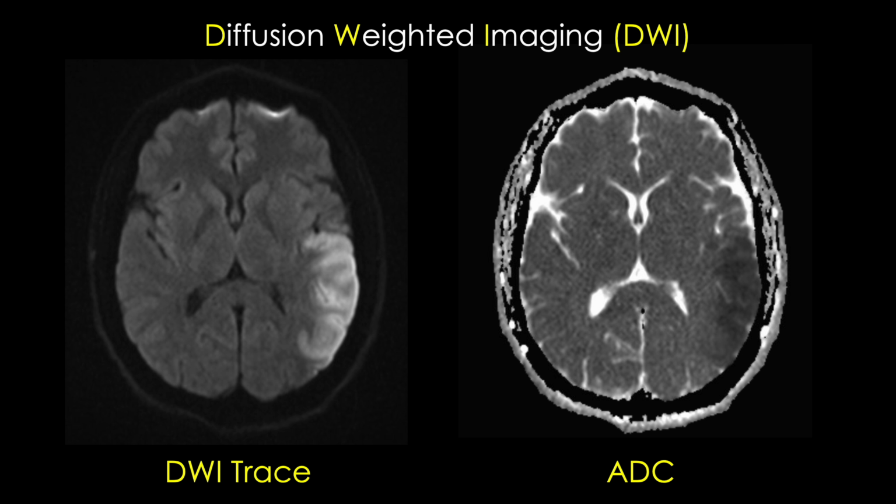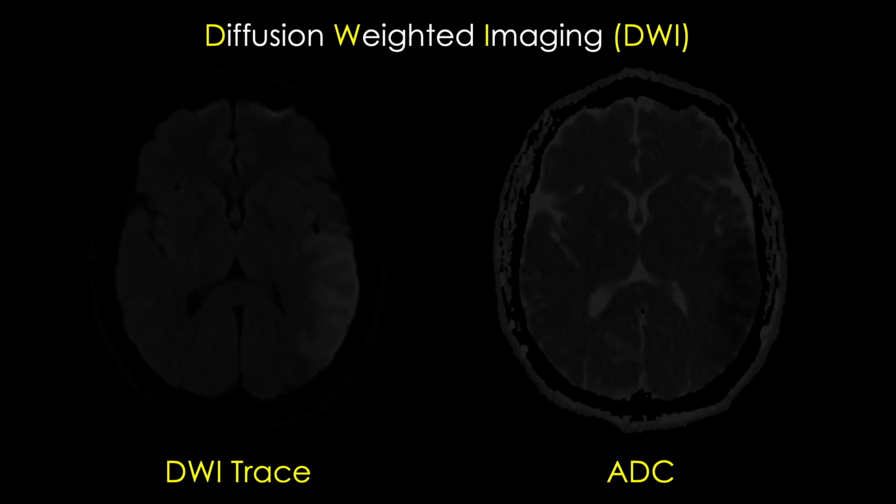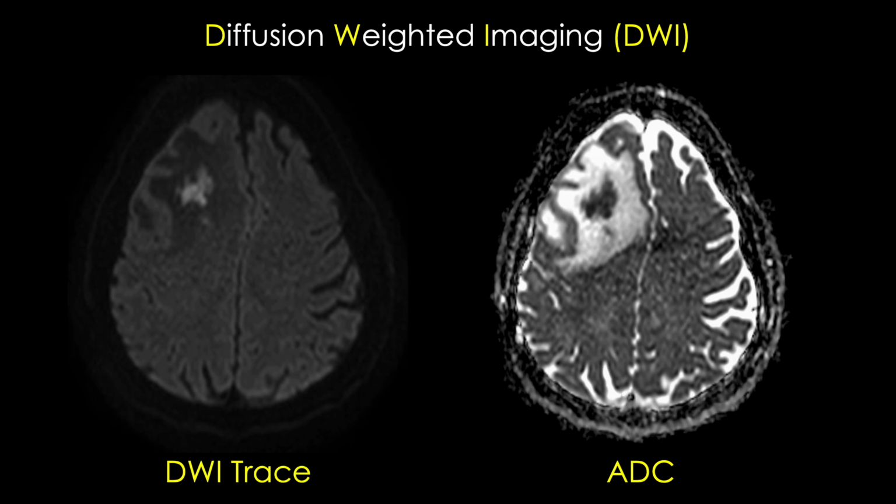So you may be wondering, why do we even need to look at the DWI trace image if the only one that truly matters is the ADC? Well, we'll see some examples that aren't so obvious on the ADC image, but more importantly, you have to be aware that there can be artifact on the ADC image. Let's take a look at these two images.